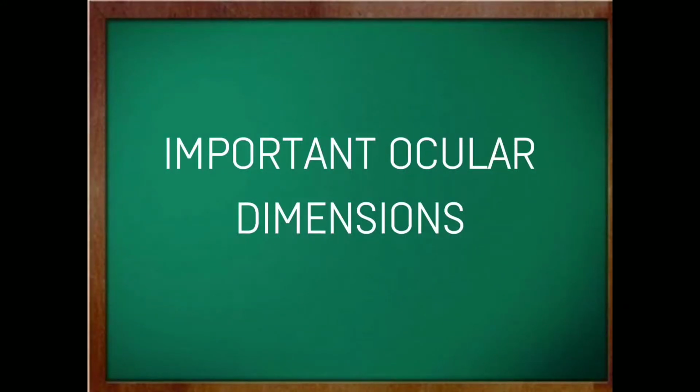Today we are going to talk about some of the very important ocular dimensions. As we all know, our human eye is a cystic structure which is kept in its form by the pressure which is present inside it. And there are certain dimensions which we all need to know.